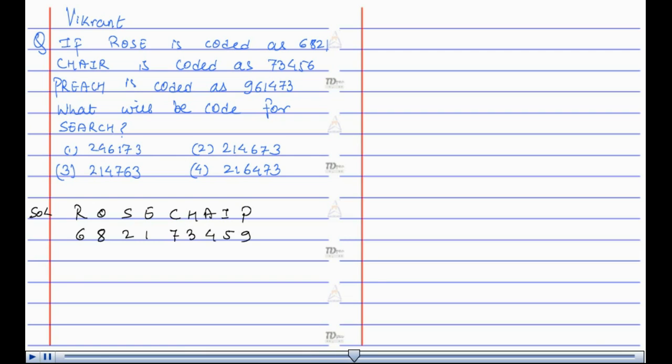Now we have to find the code for search, SEARCH. We can have the respective codes as S is coded as 2, then E, then A, then R, then C, then H. So we have the code as 2, 1, that is SE, then A, that is 4, then we have E, SEAR, then C, then H. So these are the respective codes for search. So the answer therefore comes down to be second.